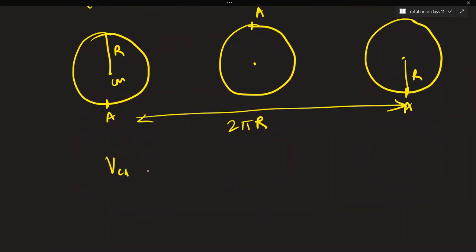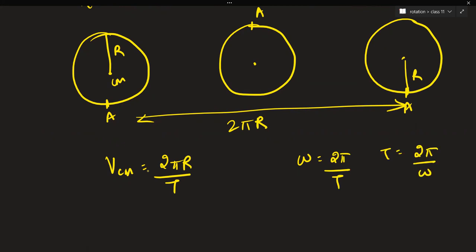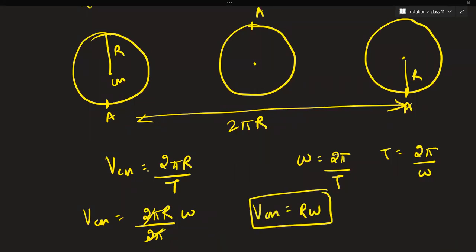So the velocity of the center of mass will be distance divided by the time period. And we have one relation: omega can be written as 2 pi by T, or we can write T as 2 pi by omega. Substitute in here. V_CM will be 2 pi r, and instead of T, put 2 pi by omega. So you are getting r omega. But this is only for pure rolling.